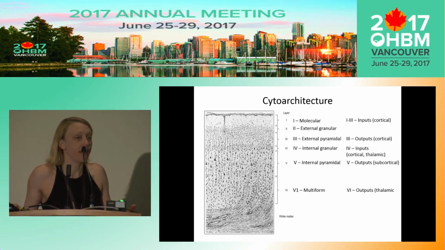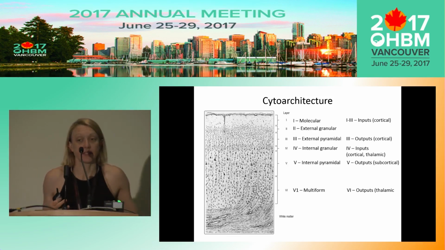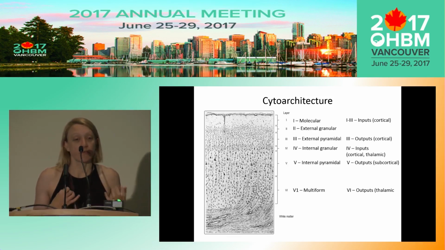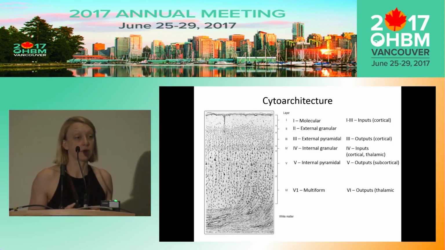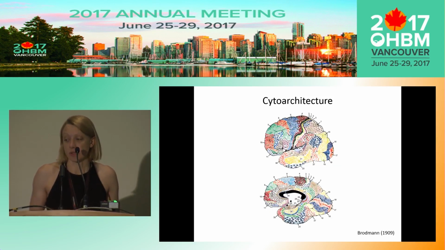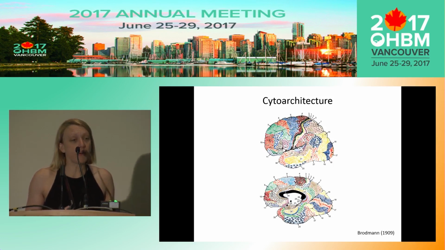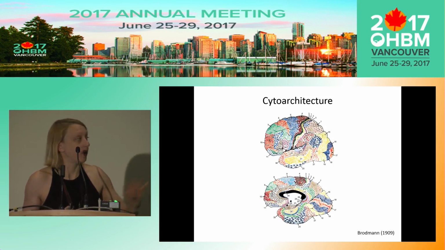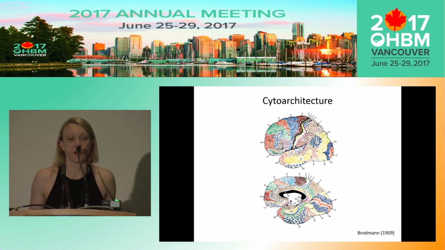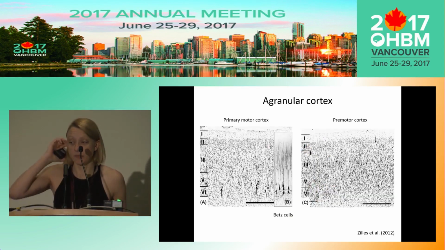I've outlined them here. And what you can probably see from this diagram is that some of them relate very strongly to inputs, and some of them relate very strongly to outputs, and some of them relate to both. And some of these layers can be incredibly complex depending on what we're looking at. So I'll just show you a couple of examples. I'll show you how it is that we can use cytoarchitecture to do what Brodmann, for example, did here, which is divide up the brain into multiple parcellations, multiple subregions.